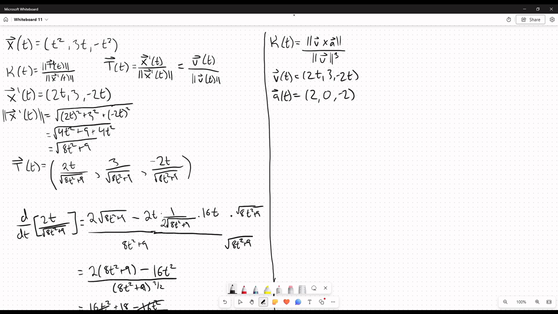Okay. So we're going to need to take the cross product of that. So v cross a, what's that going to be? That's going to be 2t, 3, negative 2t. Then we're going to have 2, 0, negative 2. We'll rewrite our first two columns here. When we take the cross product, we're going to get negative 6i minus 4tj plus 0k. Then going the other way, we'll get 0i. We'll get minus 6k. And we'll get plus 4tj.